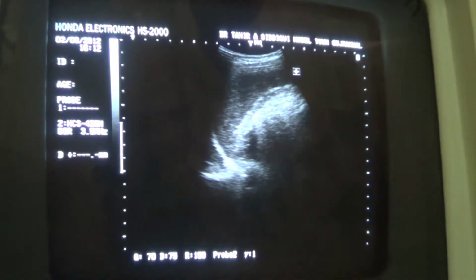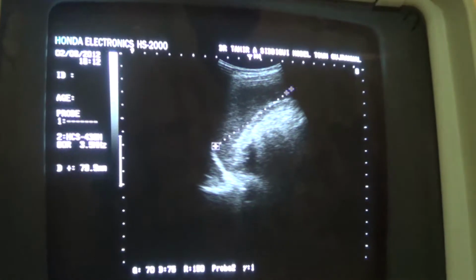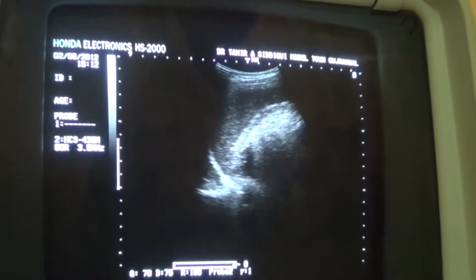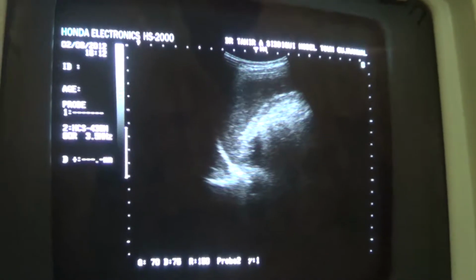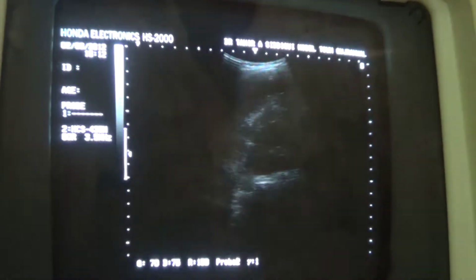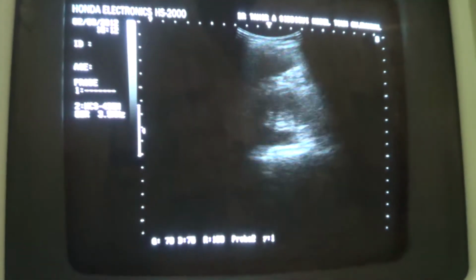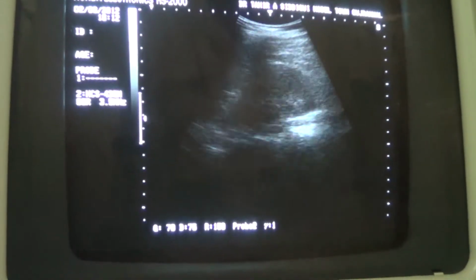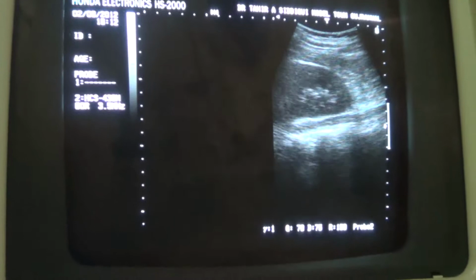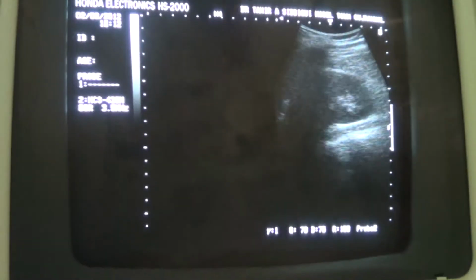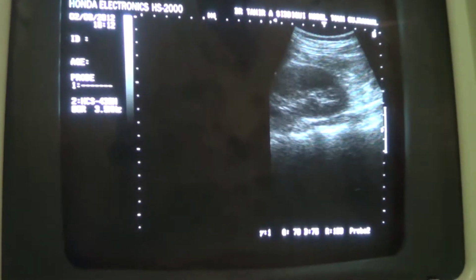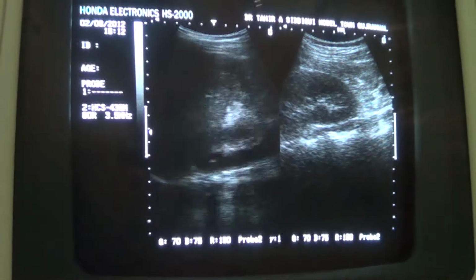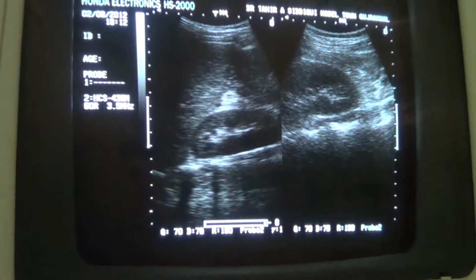This area is the spleen, measuring 9.2 centimeters, which is within normal. No fluid in the left pleural space. This is the left hemidiaphragm. This is the left kidney. Left kidney is normal. Right kidney is also normal.